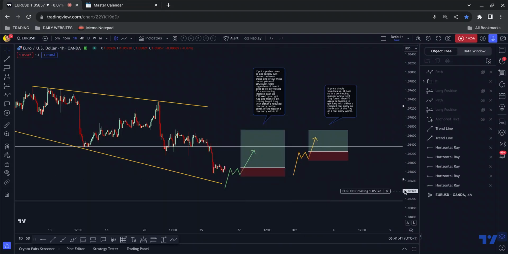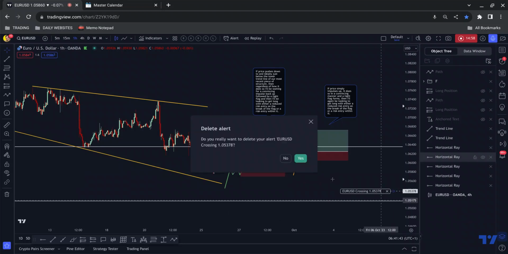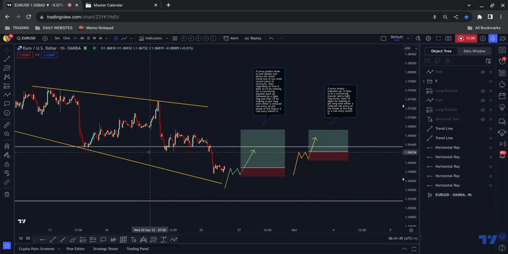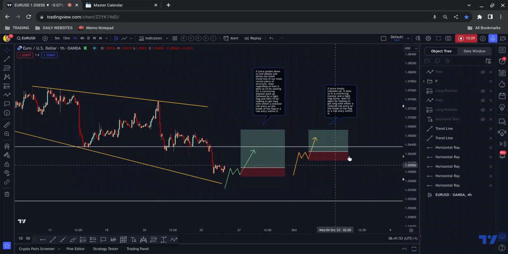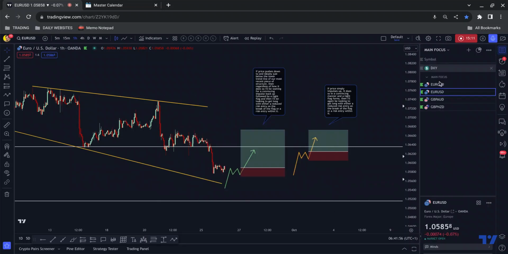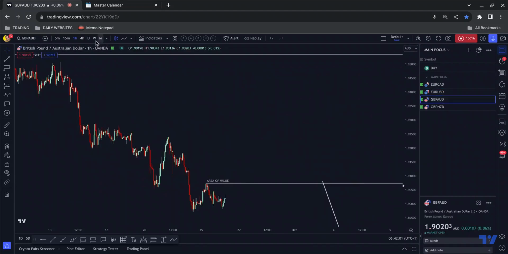Let's get rid of that one a second. So if we just impulse up, I'm going to set another one there just to see if we can impulse up. And there we go. That is euro dollar. So that's what I'm going to be looking for. There's alerts going off all over the place, so we need to be on the ball here.